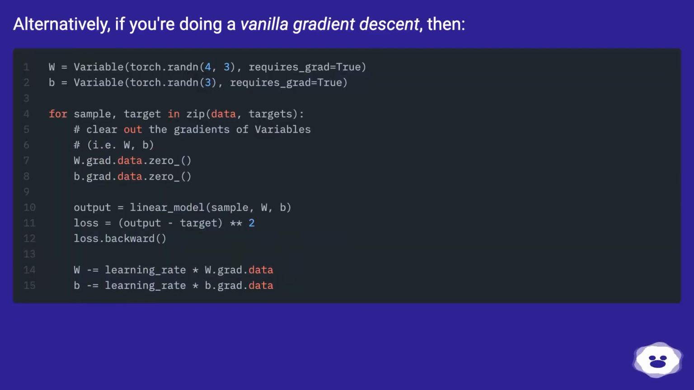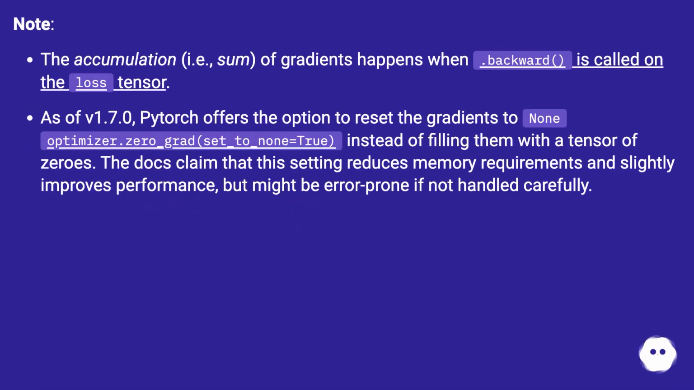Alternatively, if you're doing a vanilla gradient descent, then note: the accumulation, i.e., sum, of gradients happens when .backward is called on the loss tensor.